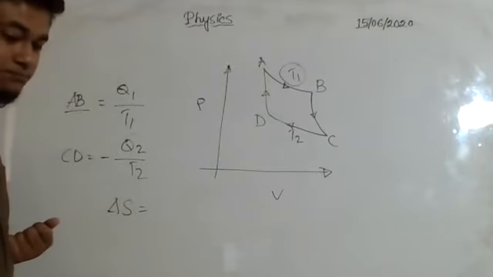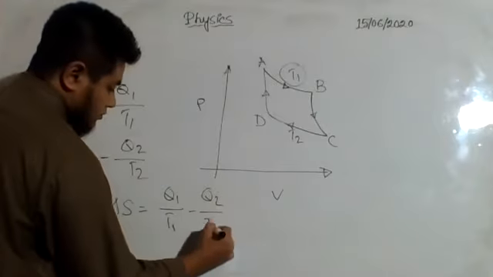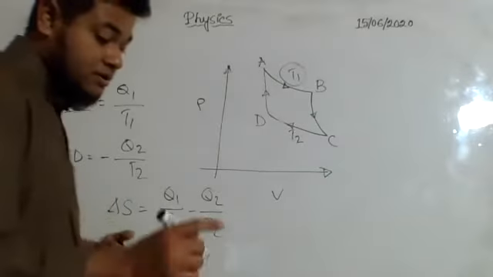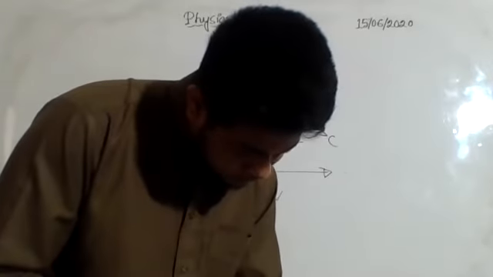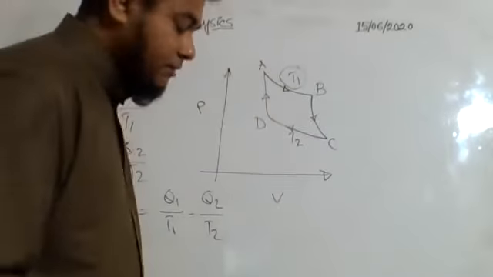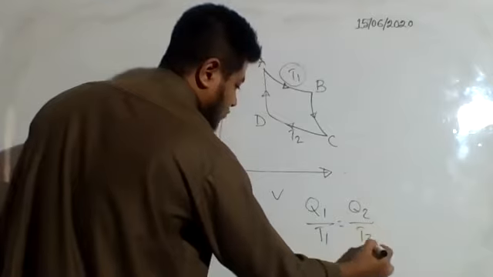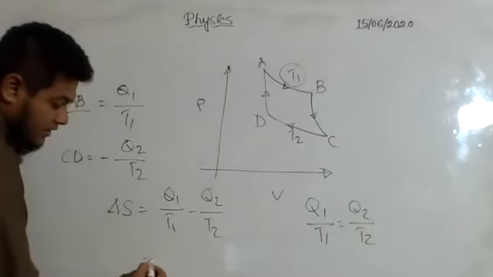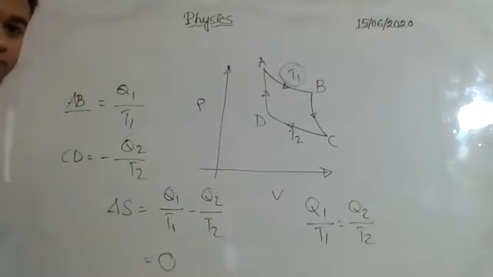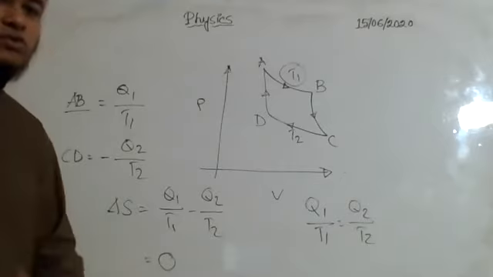Q1 by T1 minus Q2 by T2. Now, if you remember equation number 1.49, page number 28, what does it say? It says that Q1 by T1 is equal to Q2 by T2. So if both of them are equal to each other, then their difference is going to be 0. That means the difference in entropy for a reversible process is going to be 0.